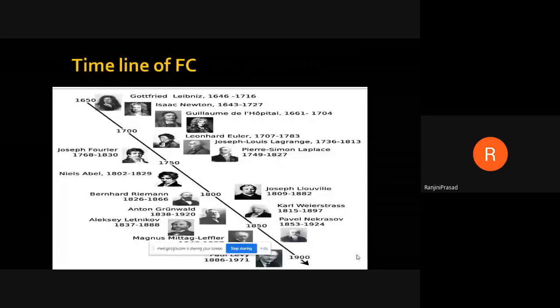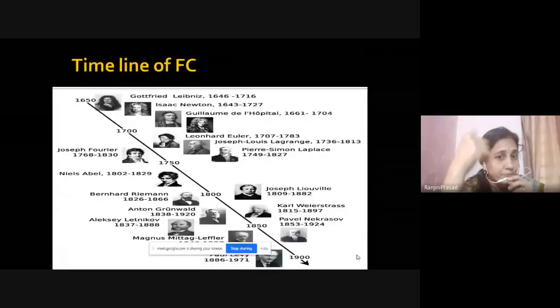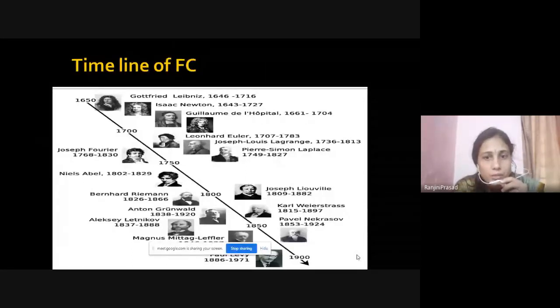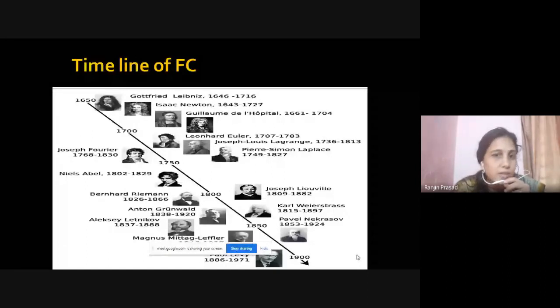Again, if you see the timeline of fractional calculus, I have expanded that one. So 1615 to 1700, only Leibniz, Newton, then L'Hospital, that's all. 1700 to 1750, Joseph Fourier came, then Euler, then Lagrange, Laplace, every standard mathematician came to know about this. Okay. Then Abel, who is the important guy in the area, I will show you that, N.H. Abel. Then 1800, Riemann, Liouville, then Grunwald, Weierstrass, Letnikov, all the mathematicians have come after 1800. Okay, so we are going to see how they approach fractional calculus.